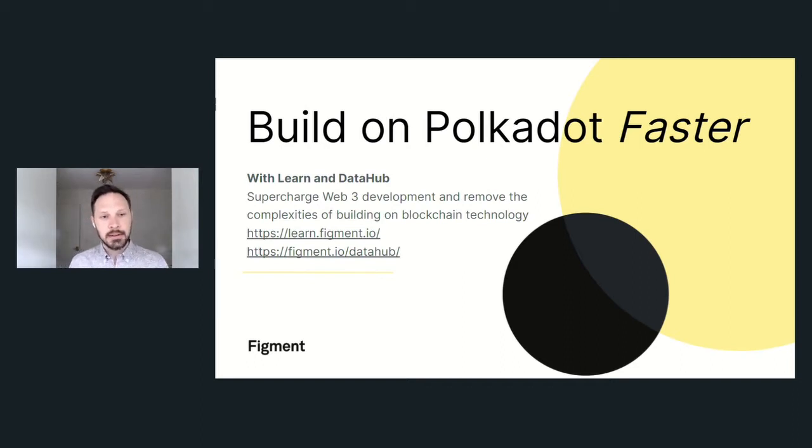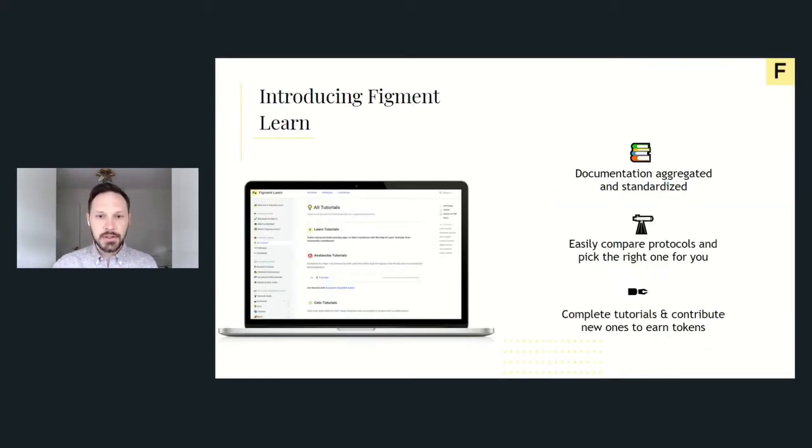And then in the second half, I want to go into a more advanced topic. I want to tell the story of how we built a pretty advanced block explorer called Hubble using our DataHub nodes platform. So those are the two things I want to do today. But let's start at the beginning. Let's start with Learn and describe what Figment Learn is.